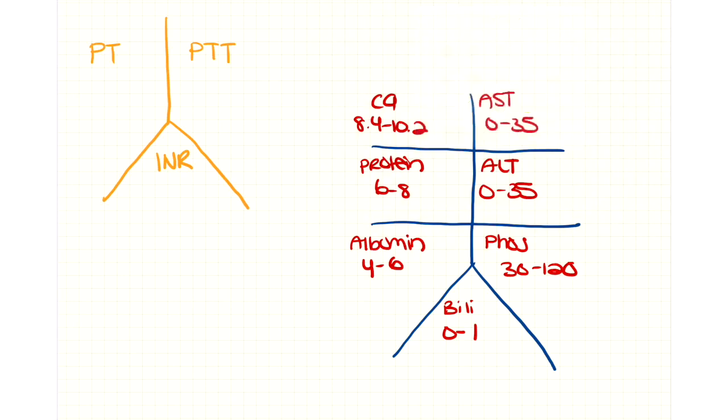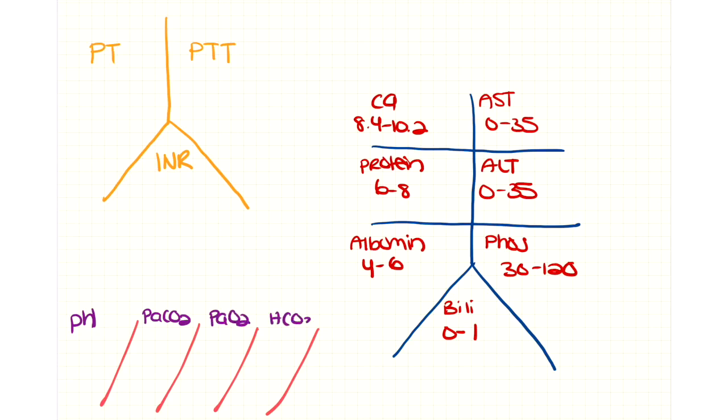Your ABG little tree. 1, 2, 3, 4. pH, PaCO2, PaO2, and your bicarb. 7.35 to 7.45, 35 to 45, 80 to 100, and bicarb is 21 to 27.